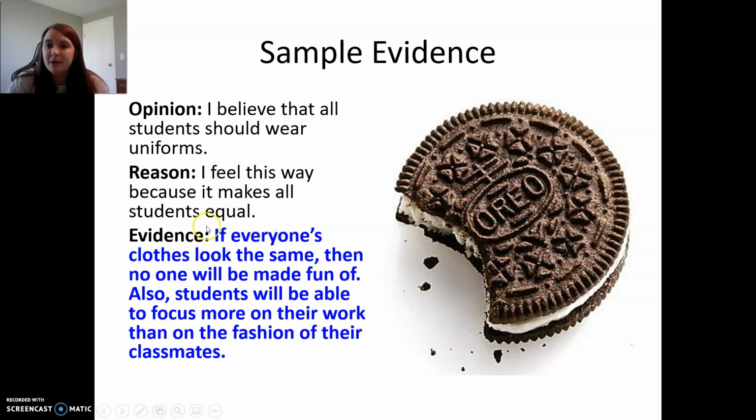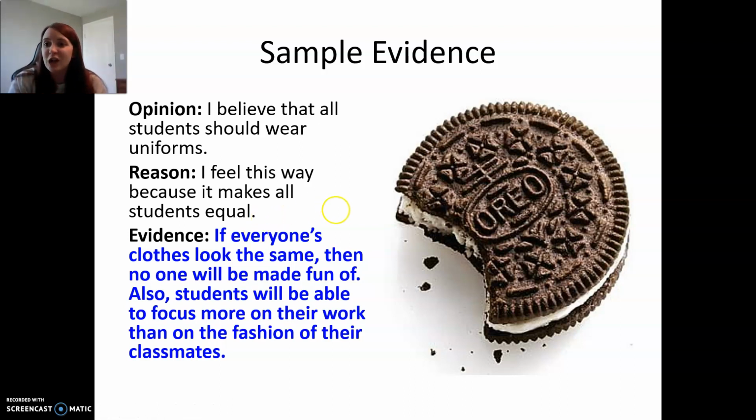So for my evidence statement: if everyone's clothes look the same, then no one will be made fun of. Also, students will be able to focus more on their work than on the fashion of their classmates. That is my evidence. I'm explaining further my reason. So I believe that students should wear uniforms. I know because it makes all students equal, and so that no kids get made fun of and everyone can focus on their work and not their fashion.